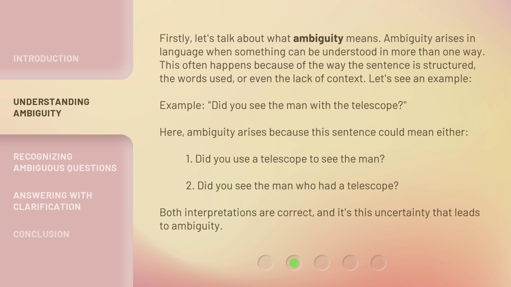Let's see an example. Example: Did you see the man with the telescope? Here, ambiguity arises because this sentence could mean either: 1. Did you use a telescope to see the man? 2. Did you see the man who had a telescope? Both interpretations are correct, and it's this uncertainty that leads to ambiguity.